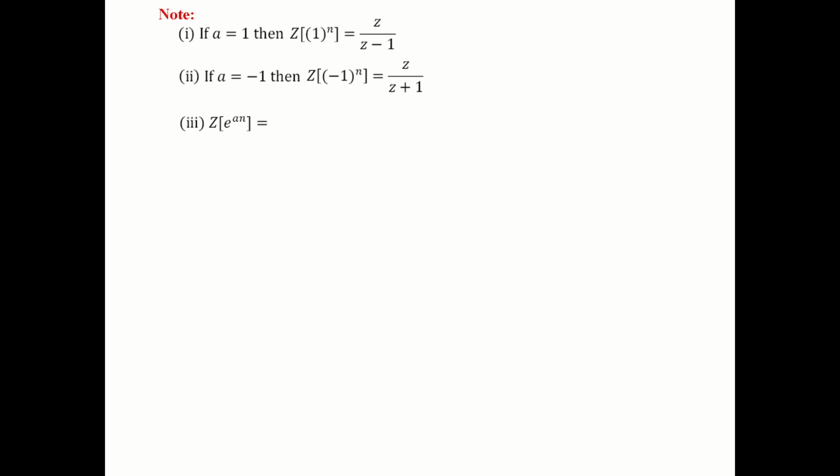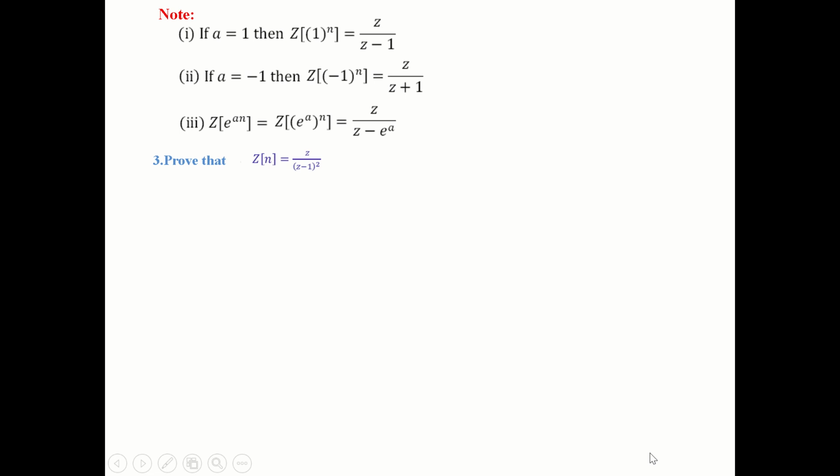Z of e power an is a transformation. This can be written as Z of e power a whole power n. Instead of a, you are having e power a. So replace that one, and you will get Z by Z minus e power a.